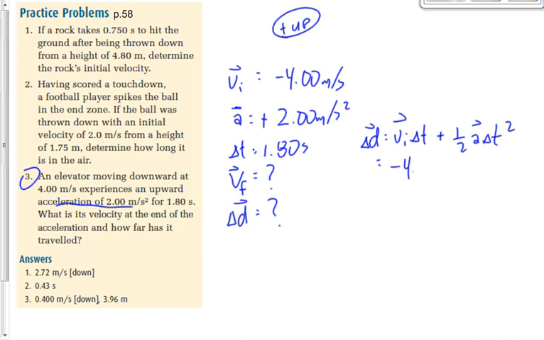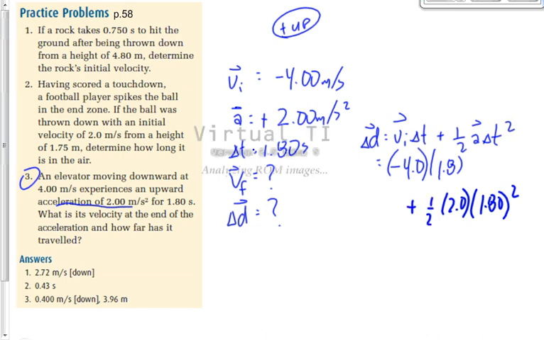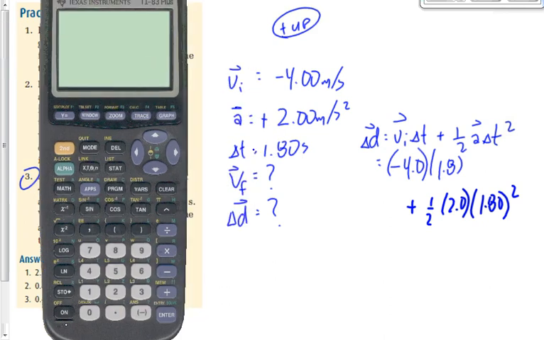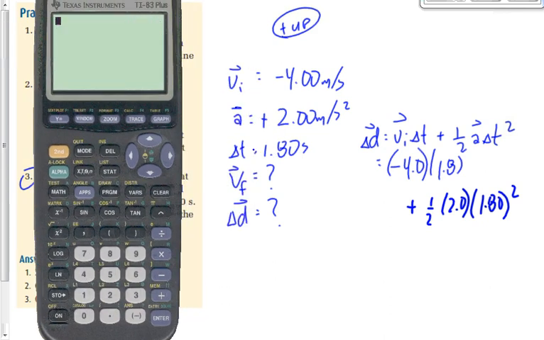Make sure you make that a negative 4, because it's downward. Make sure you make that a positive 2. And make sure you square the 1.8, which is a pretty common mistake to forget to square that. Now let's get our calculator out and let's solve for this. Let's say negative 4 times 1.8. That gives me negative 7.2.